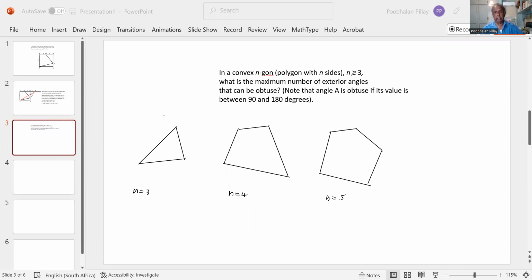Nothing is said about n. All we know is that n is greater or equal to 3. So you could have n equals 100, and then the diagram becomes very complicated. But the question is, what is the maximum number of exterior angles that can be obtuse?